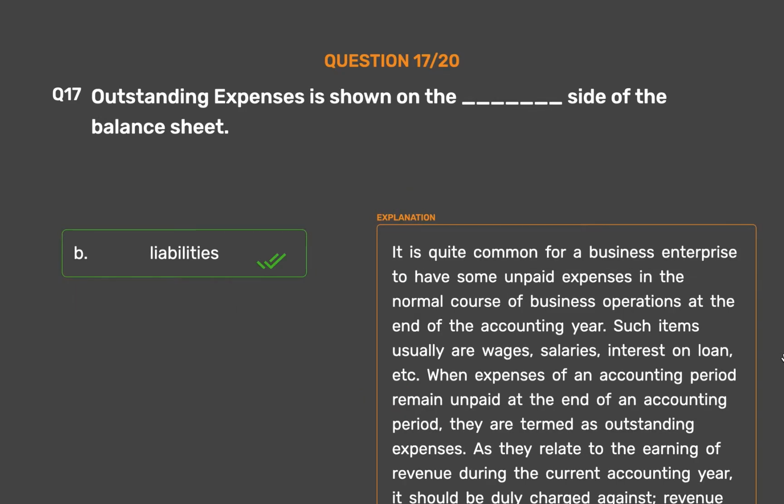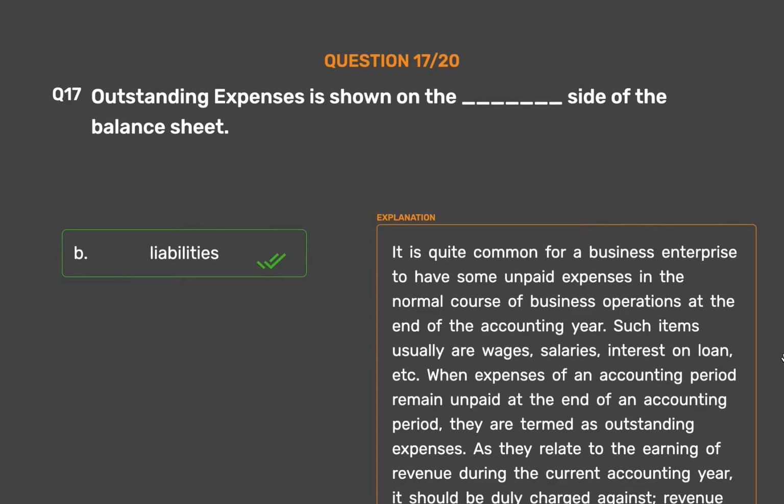It is quite common for a business enterprise to have some unpaid expenses in the normal course of business operations at the end of the accounting year. Such items usually are wages, salaries, interest on loan, etc. When expenses of an accounting period remain unpaid at the end of the period, they are termed outstanding expenses. As they relate to the earning of revenue during the current accounting year, they should be duly charged against revenue for computation of the correct amount of profit or loss.